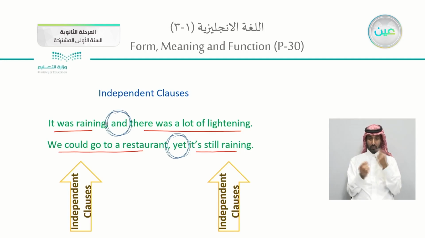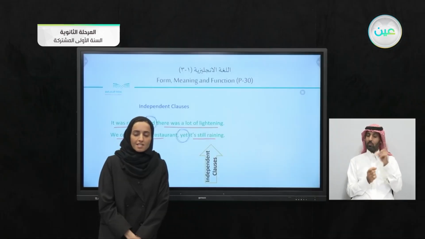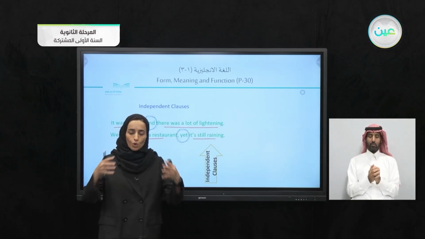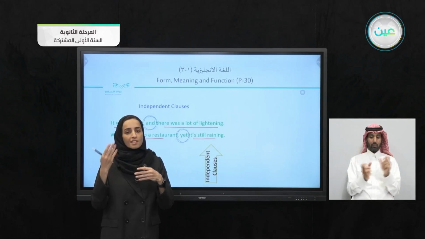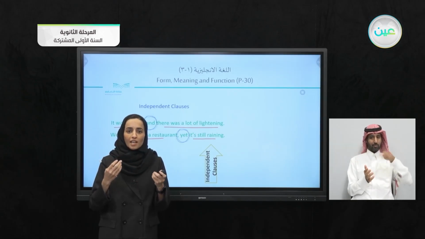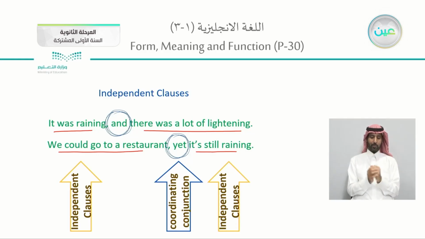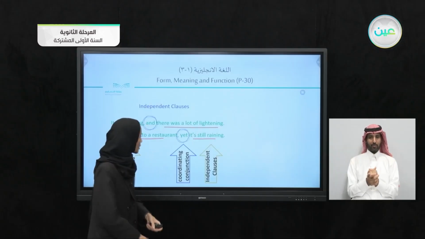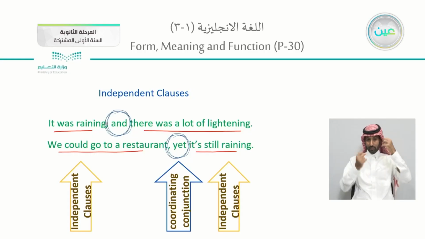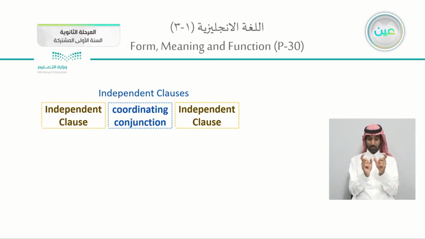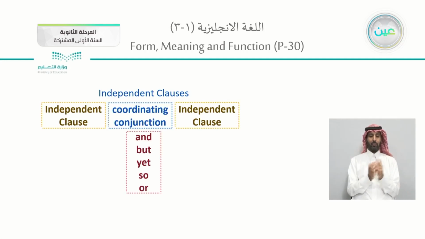So the first one, we call it an independent clause, and the second one as well. I can say that it was raining, and it can stand alone, as well as there was a lot of lightning. However, if I want to connect them, I will connect them with yet or but, and we can call these the coordinating conjunctions. They connect two independent clauses. They connect two ideas. So each two independent clauses can be connected with coordinating conjunctions.